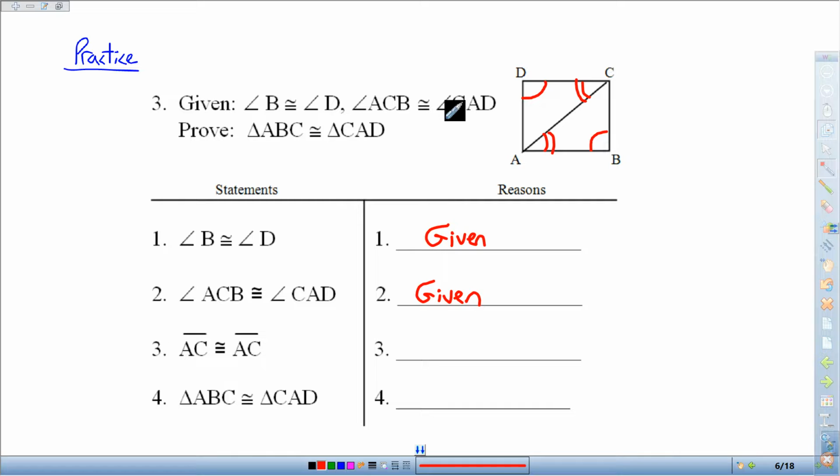That's all my given information. I've got two pieces of information and I need a third thing. These triangles have a shared side length. We know that AC is congruent to AC. That's our next statement. The reason we know that is this is called the reflexive property.